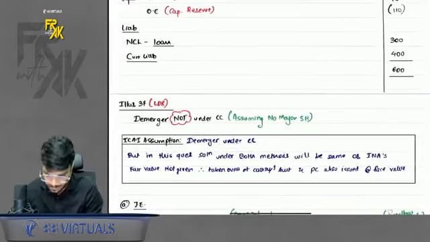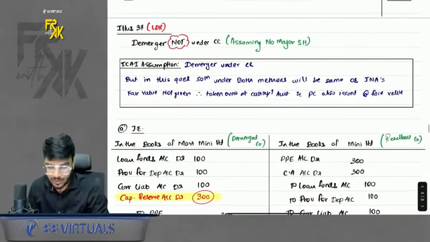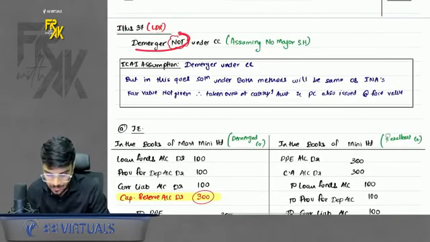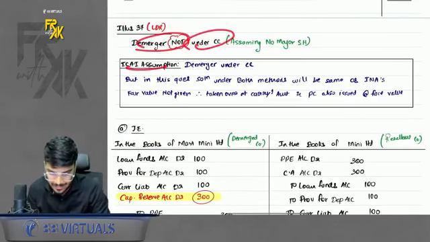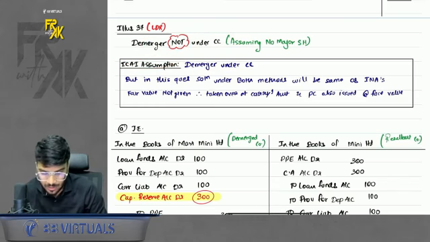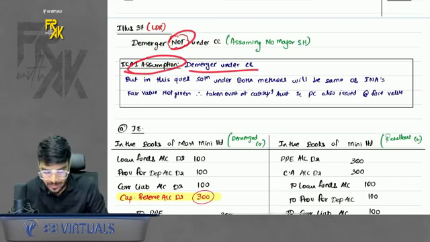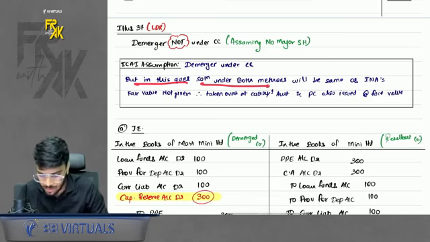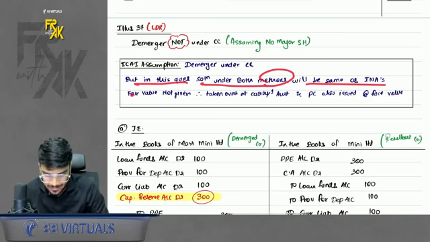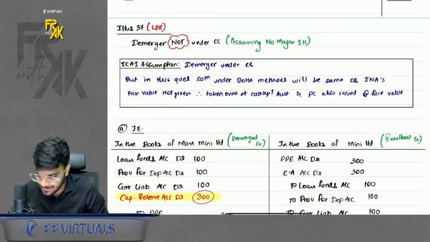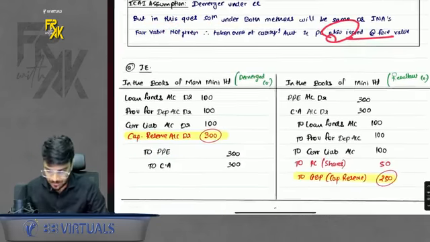Do remember. Chalo, now what is there? First I have assumed demerger not under common control, but ICI's assumption is demerger under common control. But in this question, the solution under both the methods will be the same, as the fair value is not given. And PC is also issued at face value in this question. Anyway, so now what is asked?